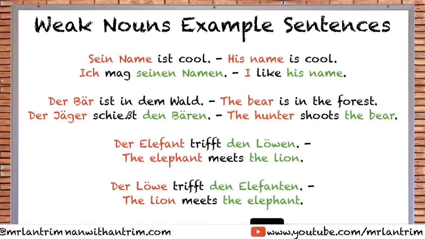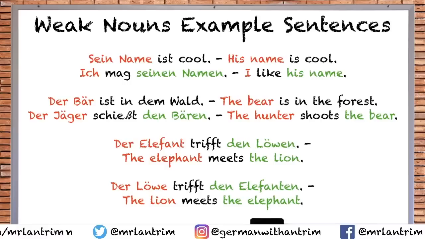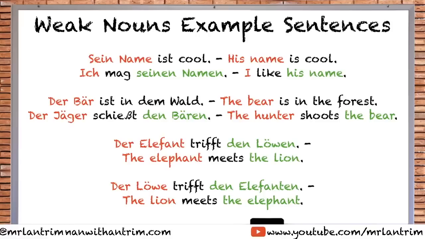Der Bär ist in dem Wald. The bear is in the forest. That's nominative case, der Bär. In the accusative case, for the next example, we go to den Bären, because it's a weak noun. Der Jäger schießt den Bären. The hunter shoots the bear. Den Bären, accusative case, requires that extra en at the end of the noun because it's a weak noun.